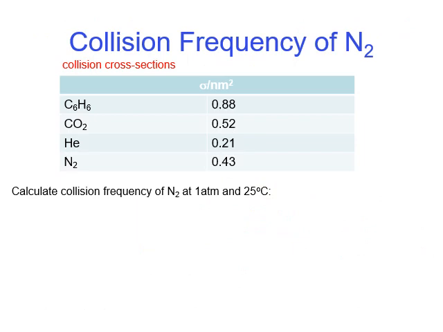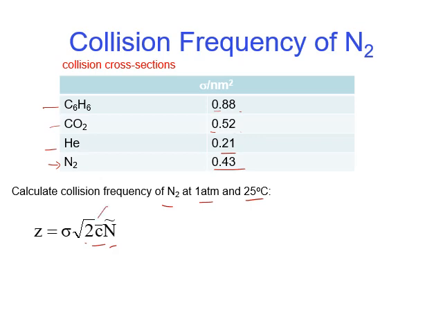Here are some typical cross-section areas of molecules. Nitrogen is 0.43, helium 0.21, carbon dioxide 0.52, benzene 0.88. The larger the molecule, the larger the collision cross-section area, and the more collisions it will make every second. Now, we want to calculate the collision frequency for nitrogen at 1 atmosphere, 25 Celsius. To calculate the collision frequency, we use cross-section area, square root 2, average speed, and number density.